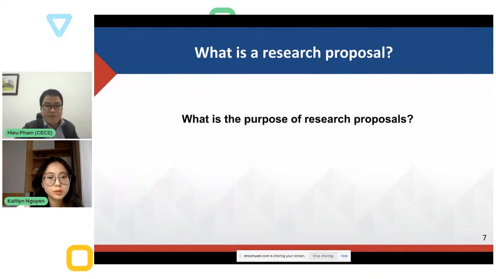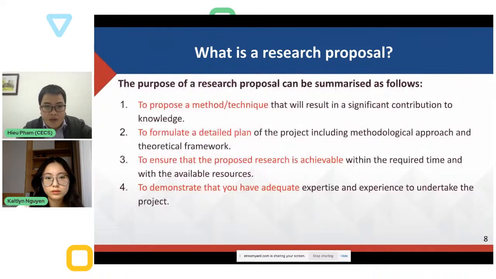So now, okay, but why do we use a research proposal? What is the main purpose of research proposals? In fact, the objective of a research proposal can be summarized as 3 points here.